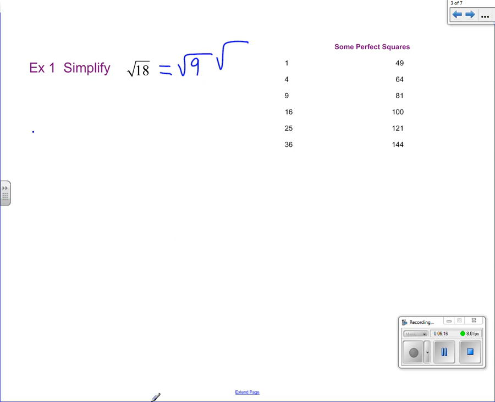I ask myself, well, what do I need to multiply 9 by to take me back to the 18 I started with? What times 9 is 18? Two, right? But we can simplify this even further. What we have there is all well and good, but we can simplify this further. What is the square root of 9? It's 3. Drop down our 2.